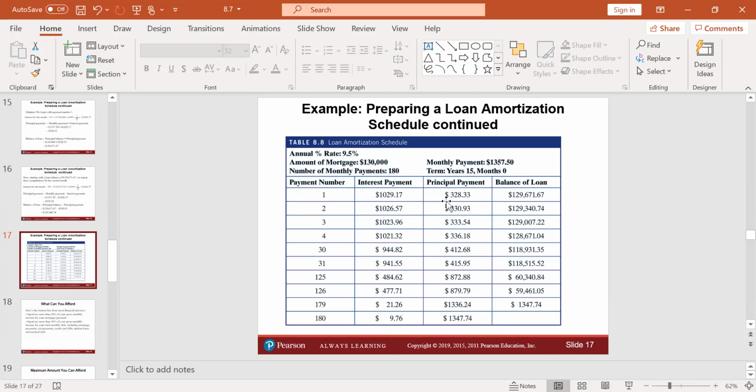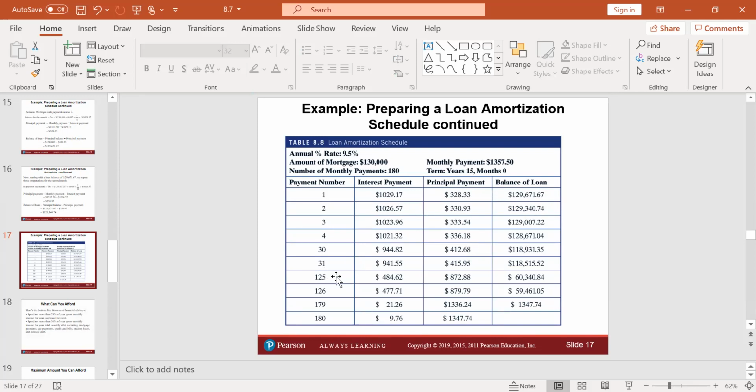That means you paid off $328.33 from the loan. So you take the 130 grand, you subtract off $328.33, and now you still owe $129,671.67 of the loan. But the next month, the amount of interest you pay in that payment is a little less, which means you're paying off more principal in that next payment. So after 2 months, you only owe $129,340.74.